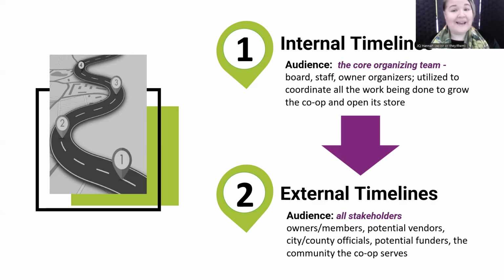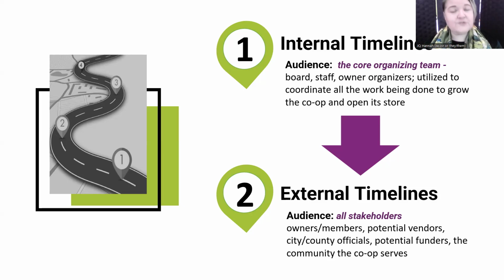Now, the external timelines have a very different audience and a very different purpose. An external timeline's audience is all stakeholders in the food co-op. And what I mean by that, this is again focused on startup food co-ops, but it is not really very different for those of you who are established food co-ops who are going to take on a major project. So, those audiences, those stakeholders. Yes, your owners and members, absolutely. And people use those terms interchangeably at food co-ops.